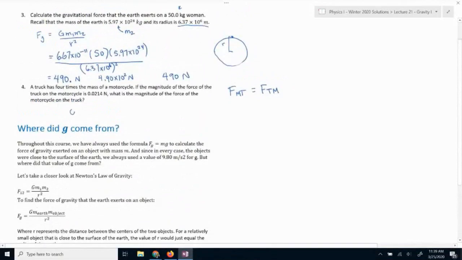So the answer is just 0.0214 newtons because the force of the motorcycle on the truck is equal to the force of the truck on the motorcycle. And the question's asking for the force of the motorcycle on the truck, so it's written like force motorcycle on the truck. It's kind of tricky, not super intuitive, but the action force equals the reaction force. They're equal but opposite.